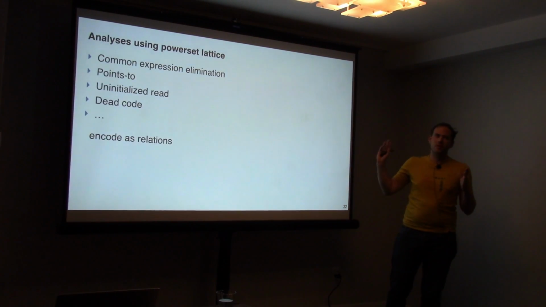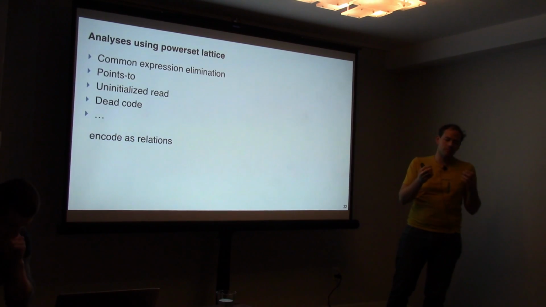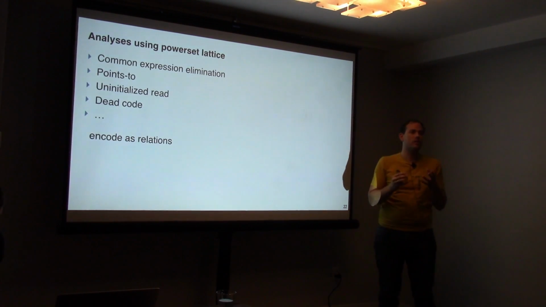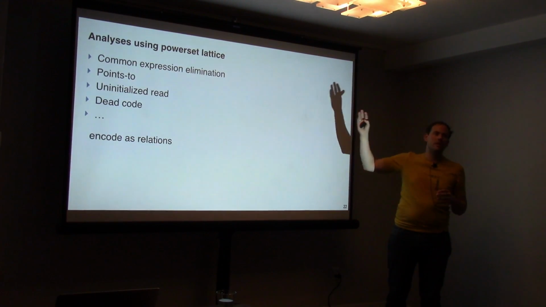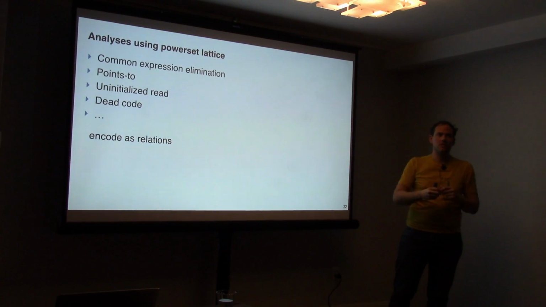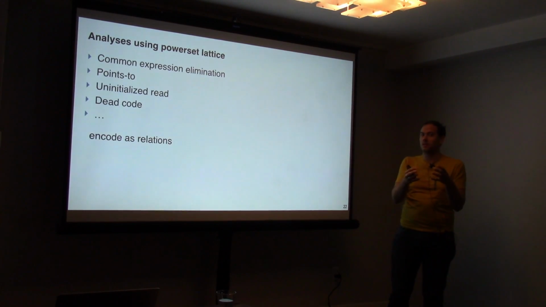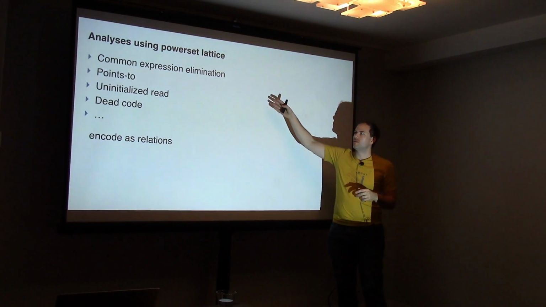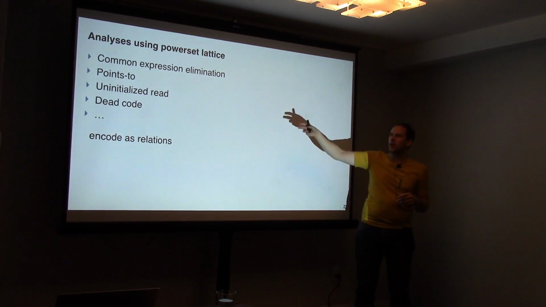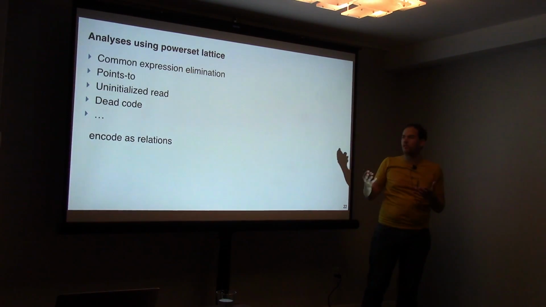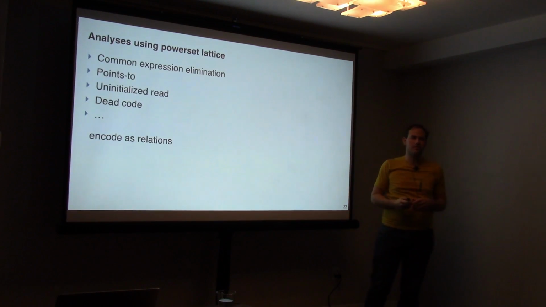And the reason there are gaps is because we distinguish two categories of analyses. What we've discussed so far are really analyses that are using the power set lattice. Right? So power set lattice is just a set of elements. So that's exactly what we've been modeling so far. So relations, right, that collect tuples. And that's quite expressive. You can do a lot of things with that. You can do complex expression elimination, simple points-to analysis, simple uninitialized read, simple dead code analysis. All of these you can encode as relations.